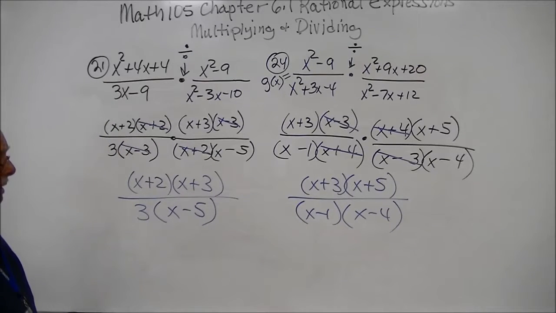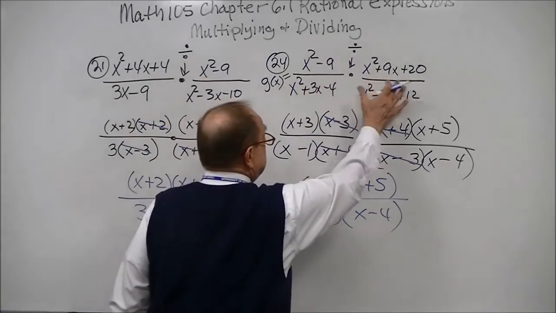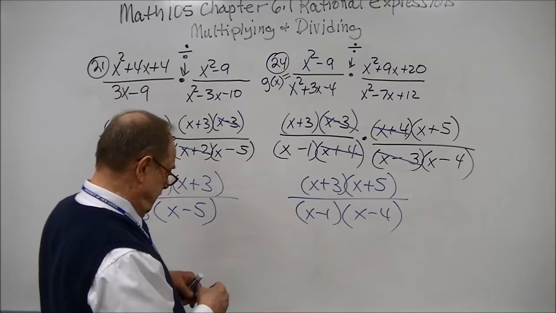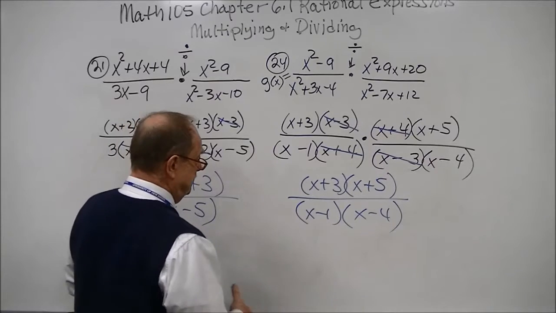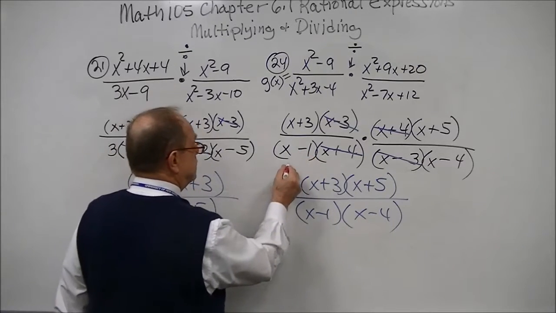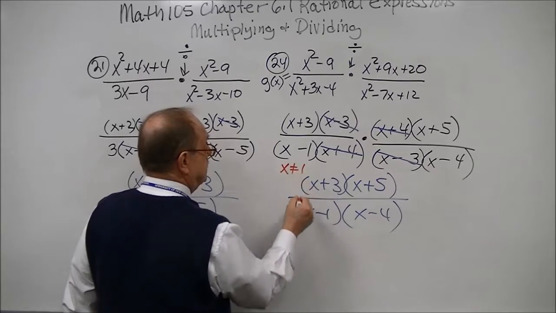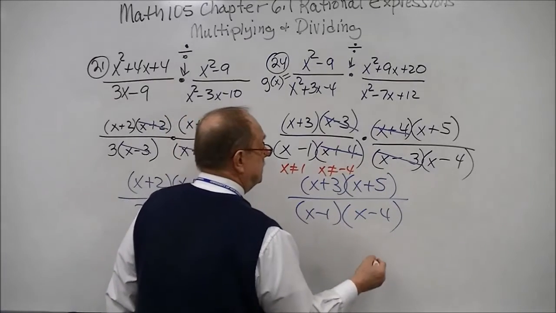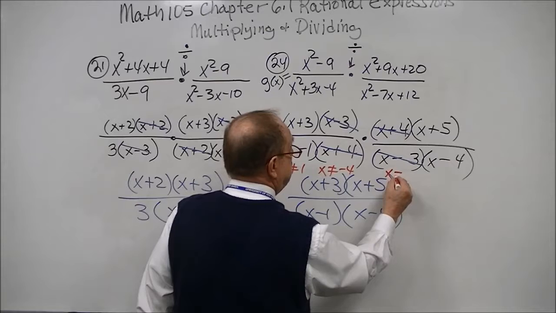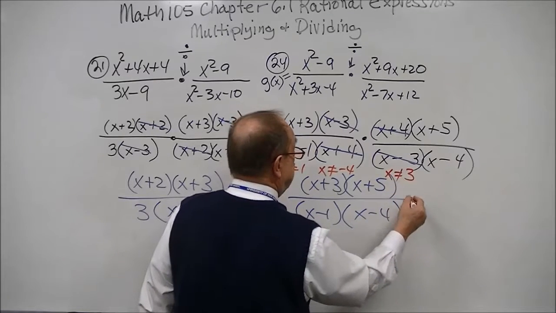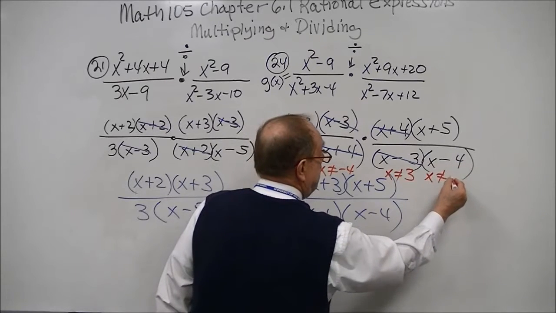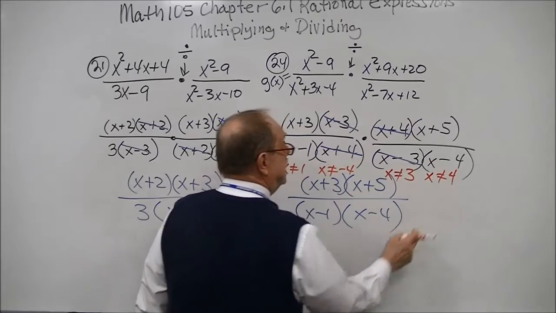Now, if they wanted us to figure out what would be the domain of this original problem, I believe they are asking for that there. You might say, well, what do you have? Well, you'd say here, x cannot be a positive 1, x cannot be a negative 4, x could not be a 3, and x cannot be a positive 4. We had a negative 4, here's a positive 4.